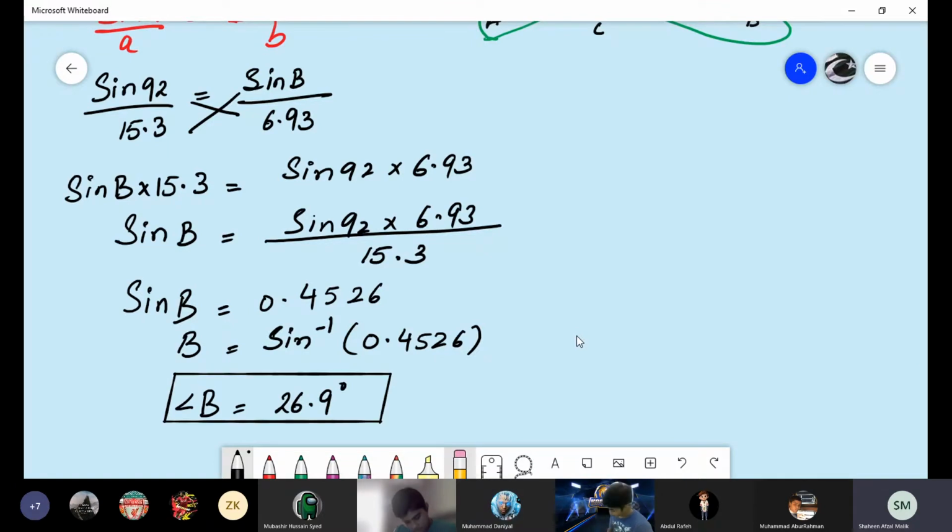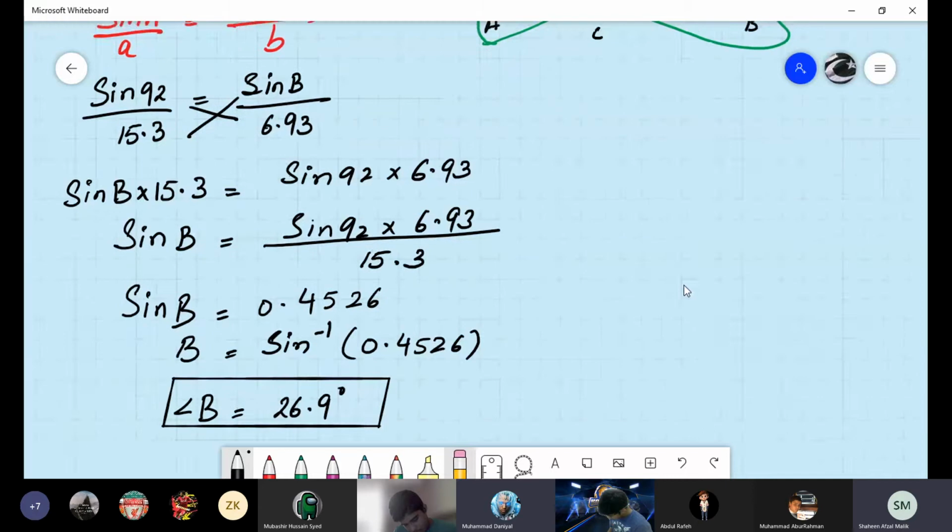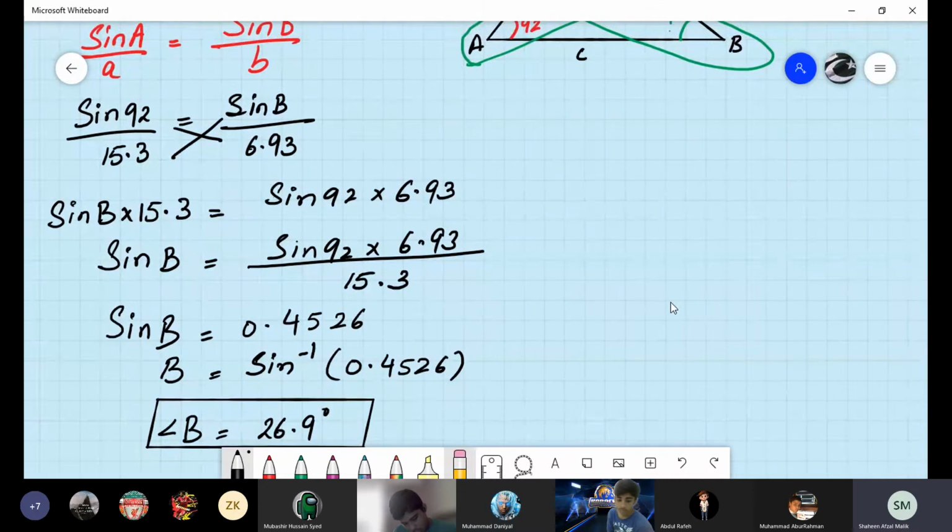So angle B is 26.9. Now you have angle A with you. You have angle B with you. Can you find the angle C?